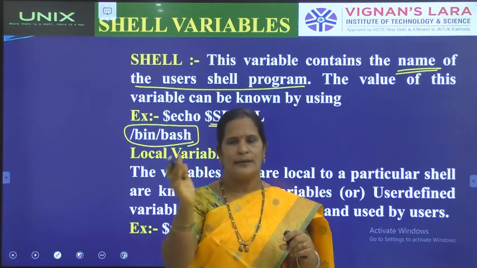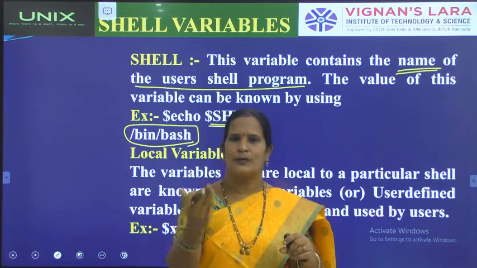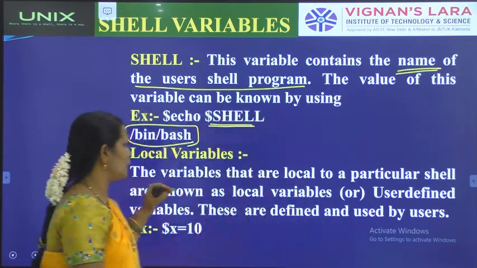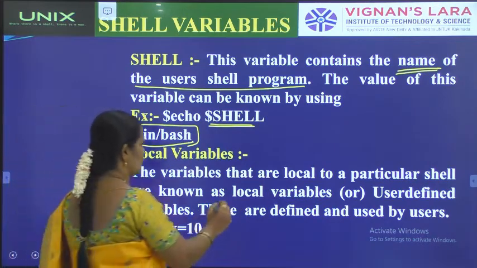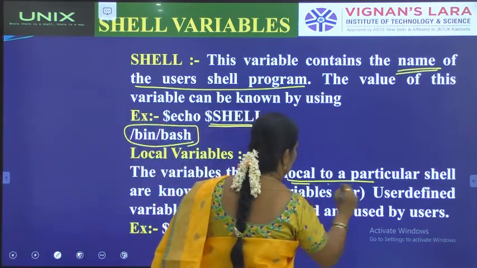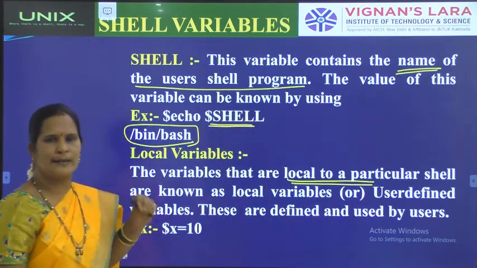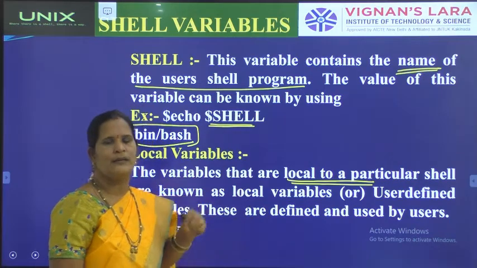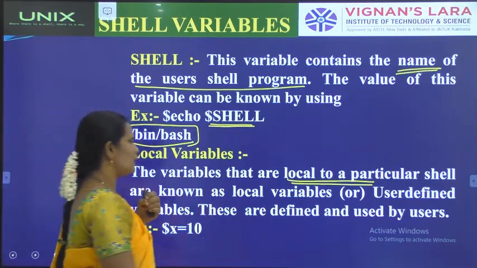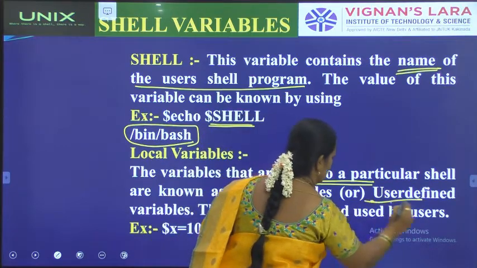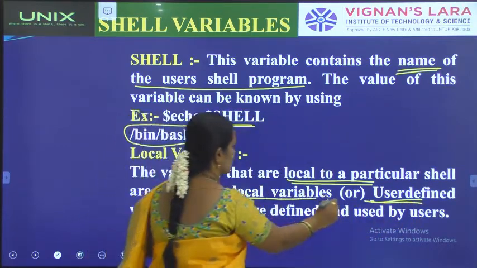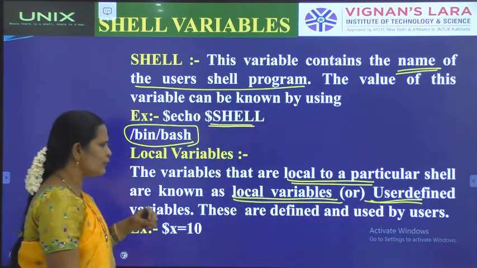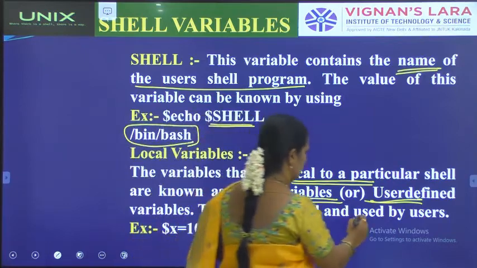Okay, declared, defined, and used by users only. These are particular to a shell. That's why these variables are local to a particular shell. This point you have to remember. These variables are local to a particular shell, and these variables are declared, defined, and used by users only. That's why these variables are also known as user defined variables. Two terms you have to remember. Local variables are also known as user defined variables. Okay, so these variables are defined and used by users only.